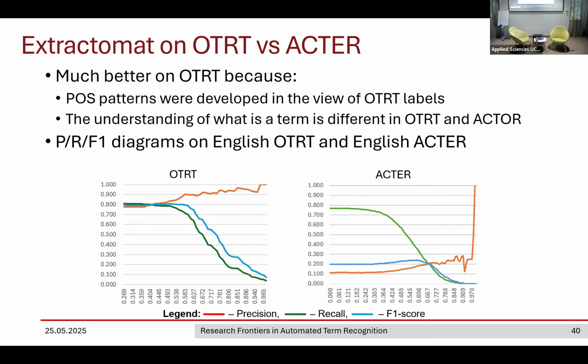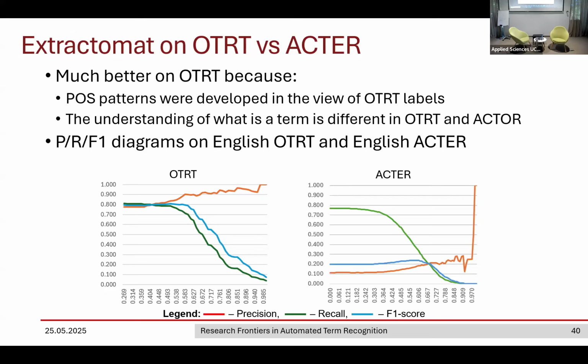So these are the performance diagrams. This is for the OTRT dataset, and this is for the Actor dataset. And the method used was re-rank. As you may see here, the F1 score is a blue curve. The maximal value for OTRT is around 0.8, and the maximal value here is 0.24 for English, times lower.